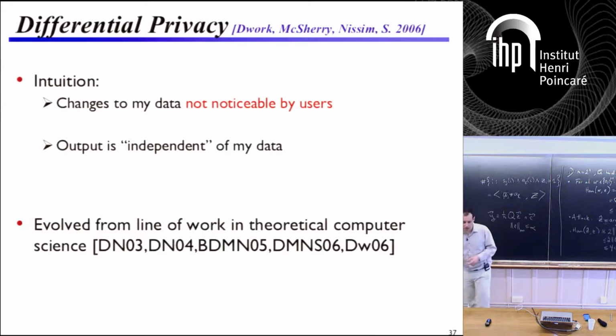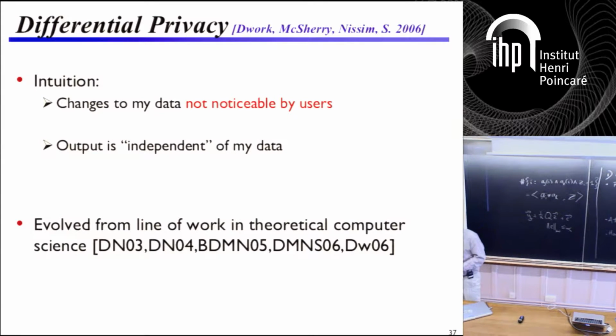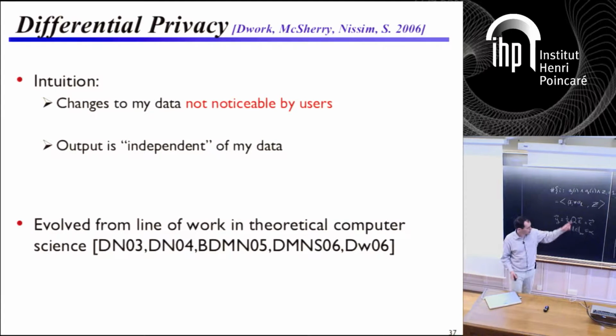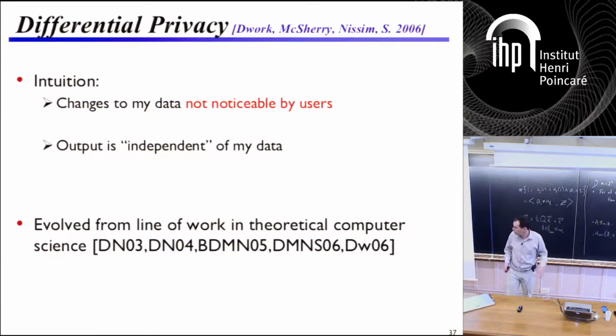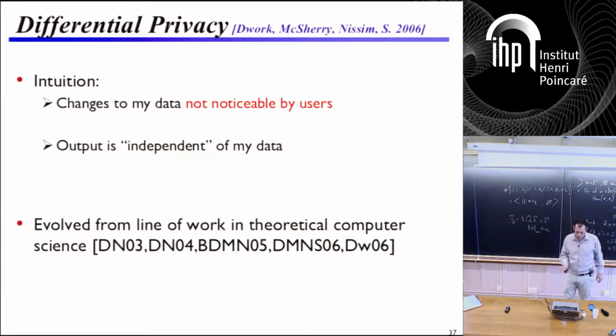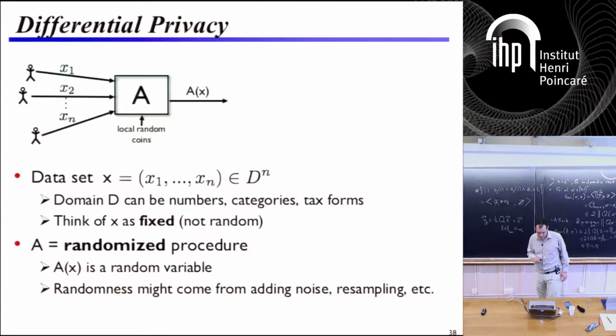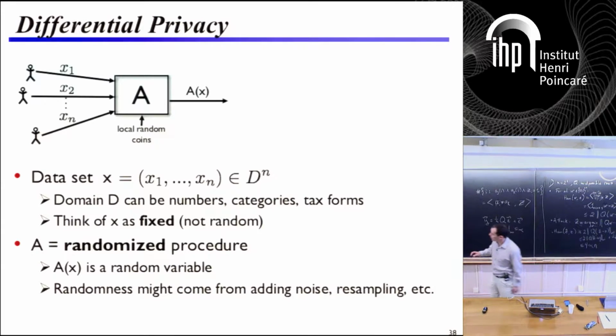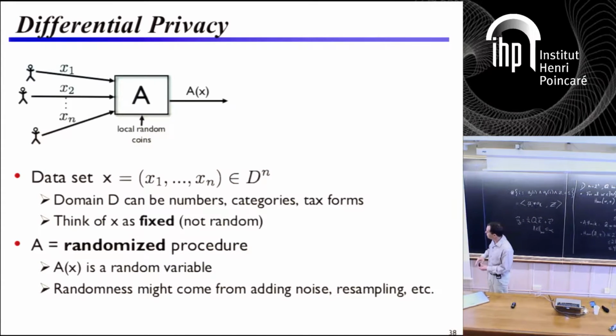Differential privacy evolved from a line of work in theoretical computer science, really launched by a very nice paper of Dinur and Nissim, which is where the reconstruction attack that I went through on the board came from. It appeared in basically the form I'm going to give you in a paper of Dwork, McSherry, Nissim, and myself. To try and pin it down precisely, let's lay a few basics down.